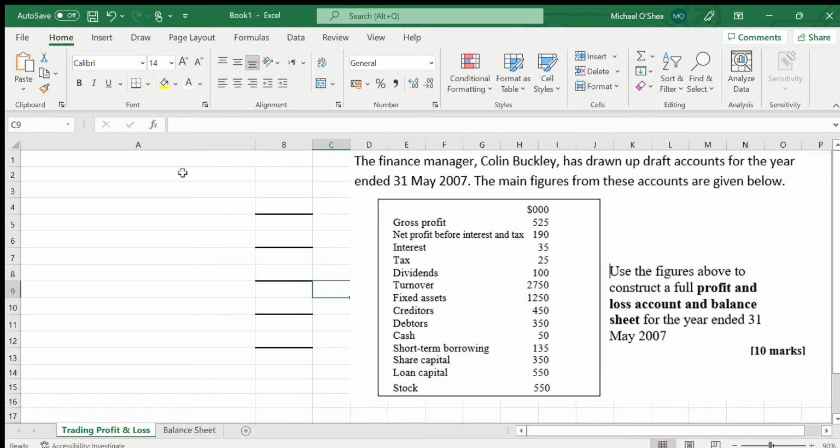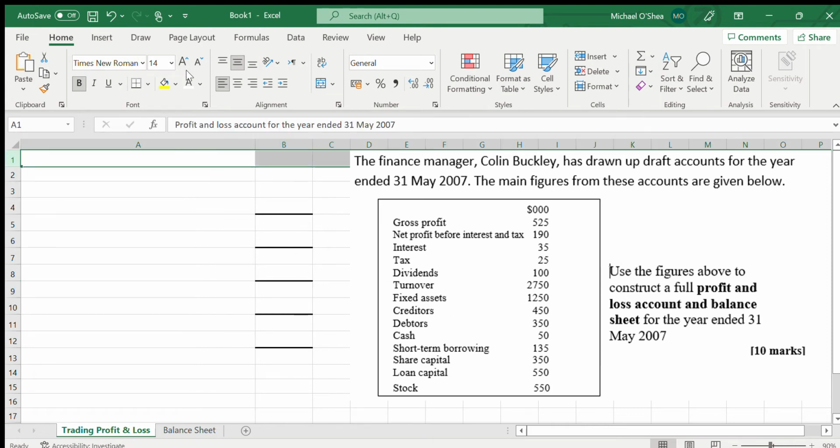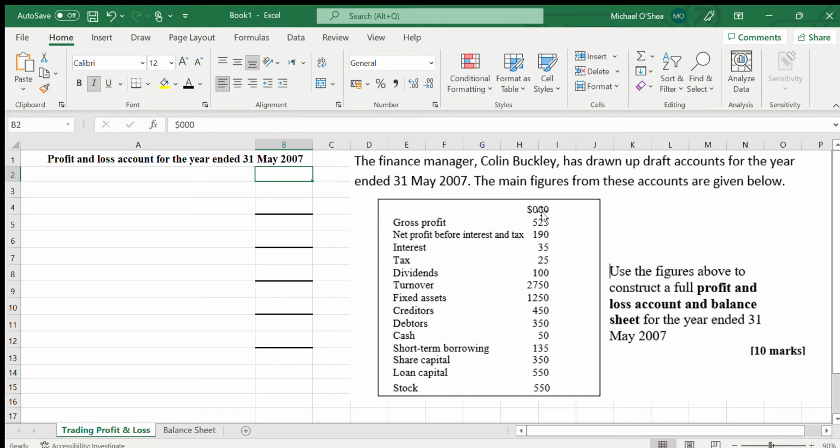It's a trading profit and loss. The title at the top is simply trading profit and loss, and you have the details you can put in for Colin Buckley. The date is for the year ended 31st of May 2007, the date that's given. The figures are in dollars and they're in thousands, so I'm going to show that so the examiner knows that the figures are in those units.